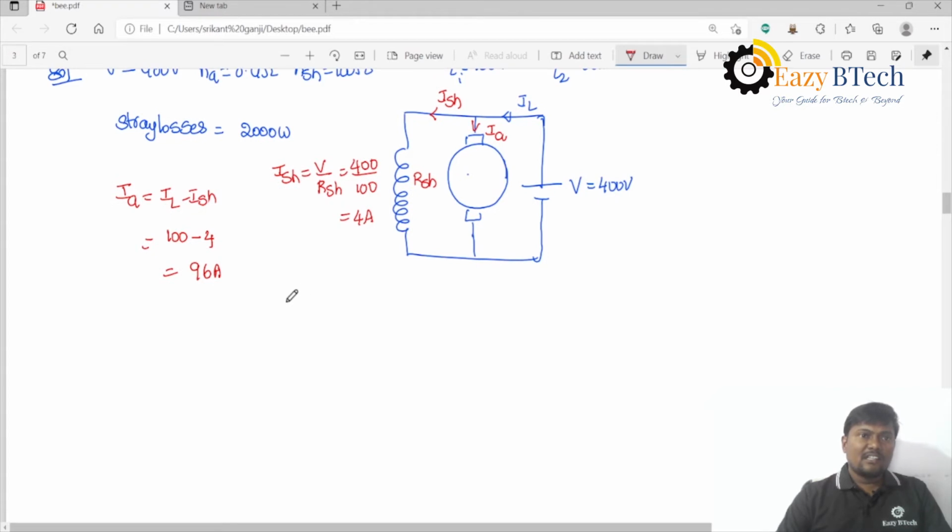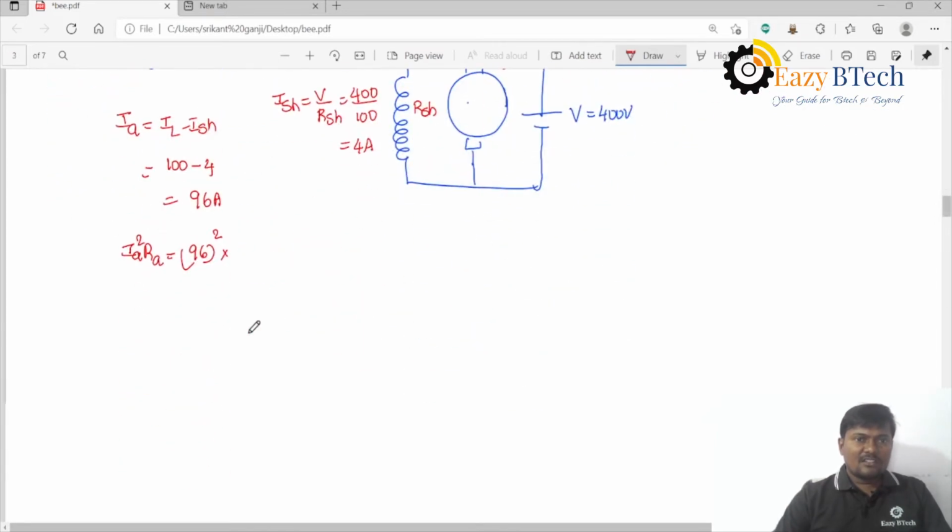We have to calculate the armature copper loss, IA squared into RA. So what is IA? IA is 96 amperes squared into RA. What is the armature resistance? The armature resistance value is 0.4. Then I got 3686.4 watts. And this loss is called the armature copper loss. Another loss is also there, that is the shunt field copper loss.